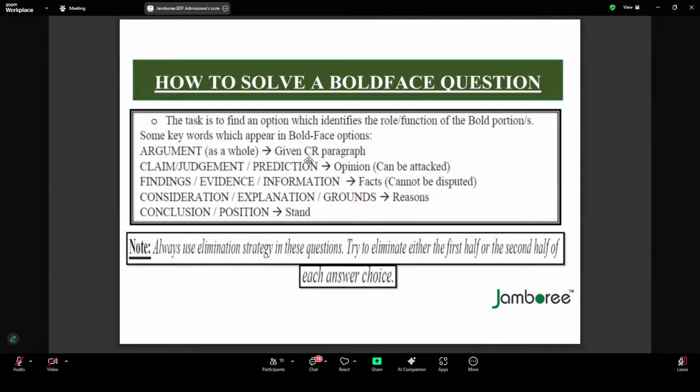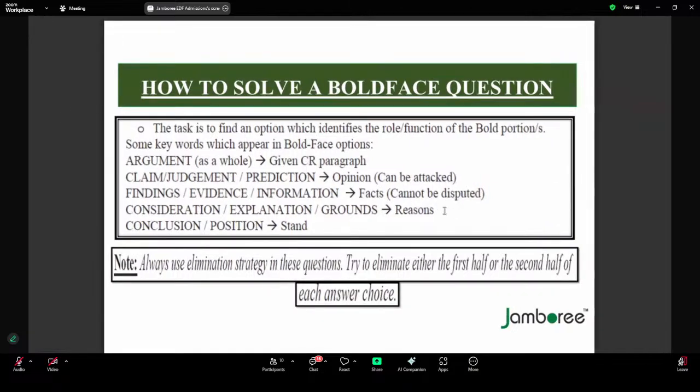Claim, judgment, prediction. That means these are all opinions. There will also always be a few more names for them. I would say make a note of these things, and then you can keep adding to that block whatever other words they're calling them. They can be calling them hypothesis, explanatory hypothesis, all kinds of words. An opinion can be attacked. Findings, evidence, information, which is a fact: you should not attack the facts. Consideration, explanation, grounds: these are reasons. Another word people use, not given here, is premise. Premise is reason.